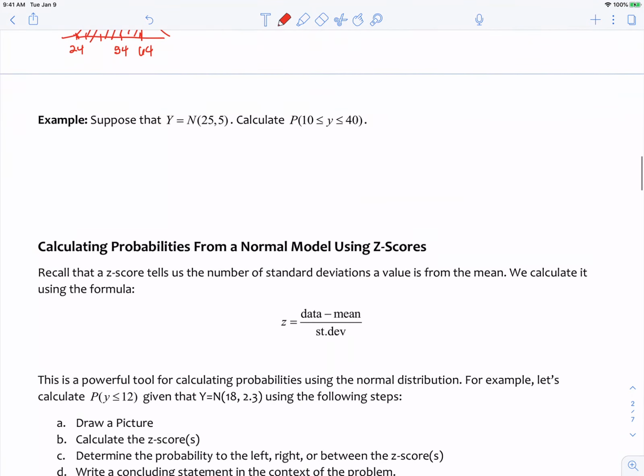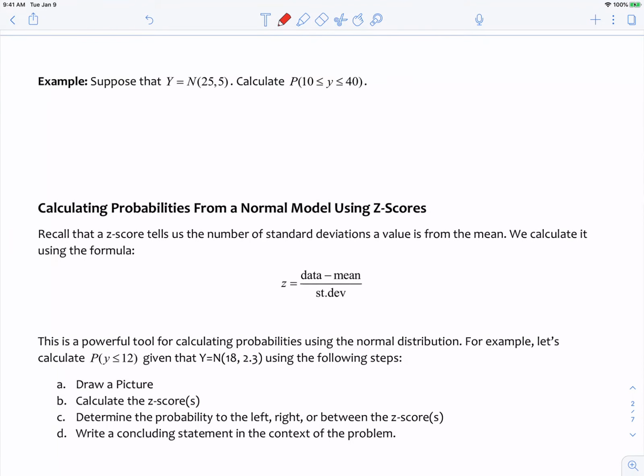All right, so here's one more example. Suppose that y equals N(25, 5). So that's telling us that this is a normal model, and that we've got a mu of 25 and a standard deviation sigma equal to 5, and that what we're distributing are our quantitative data, right? So that y is going to mean our quantitative data. All right, and we're going to look for the likelihood that y, our data, lies between 10 and 40, given this model.